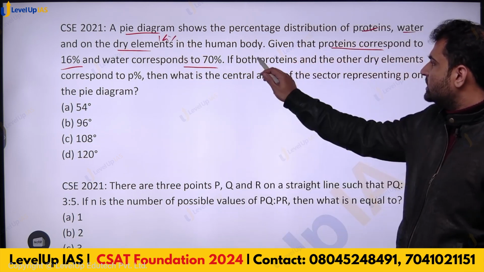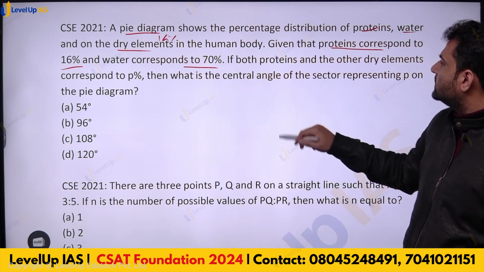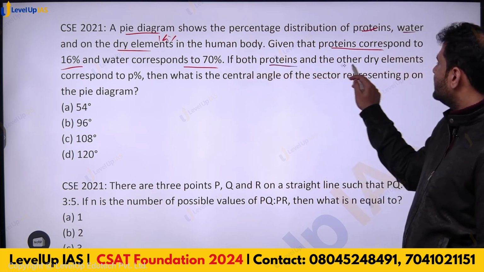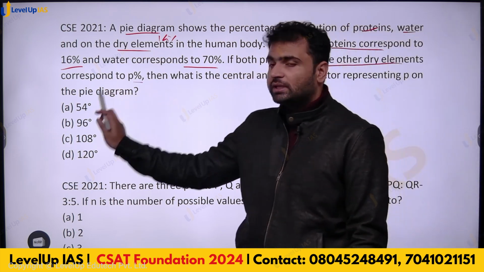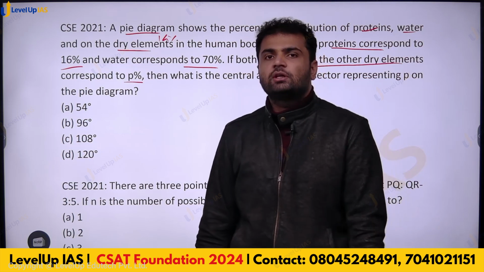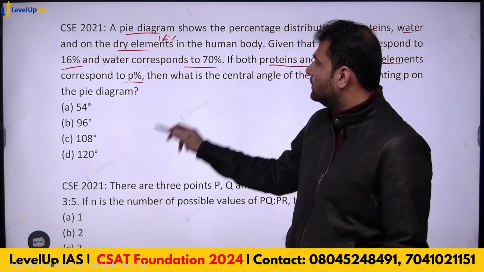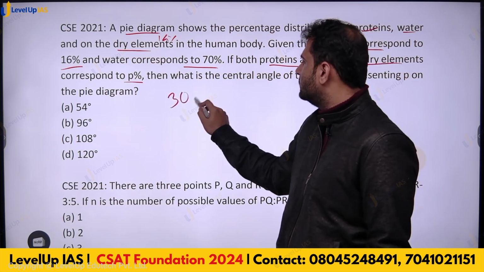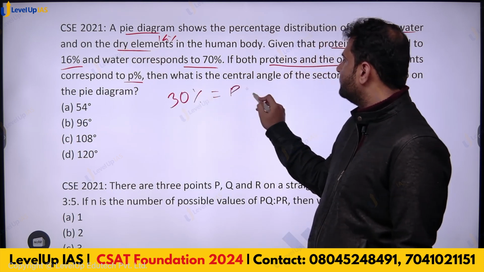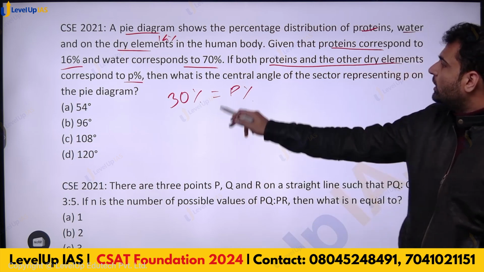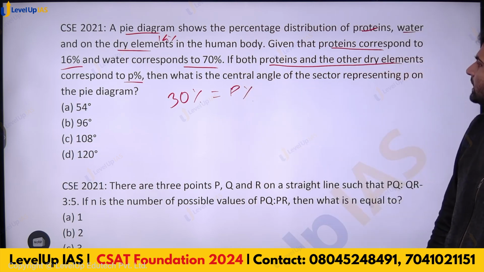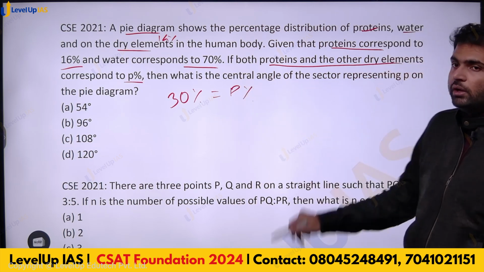Okay, let us see what else the question says. Proteins and other dry elements correspond to P percent. So proteins plus other dry elements correspond to P percent. So what is P? It is simply 16 plus 14, which is 30%, equal to P percent. The question is, what is the central angle of the sector representing P on the pie diagram?